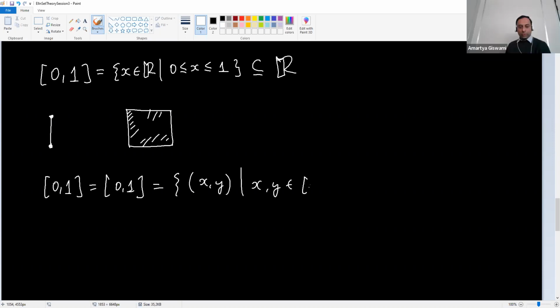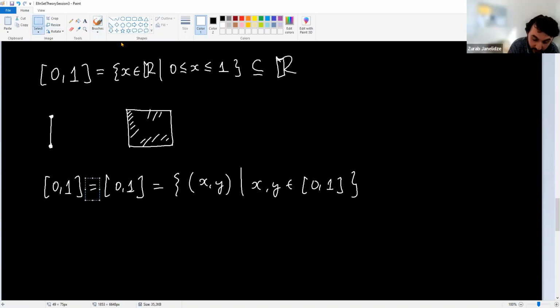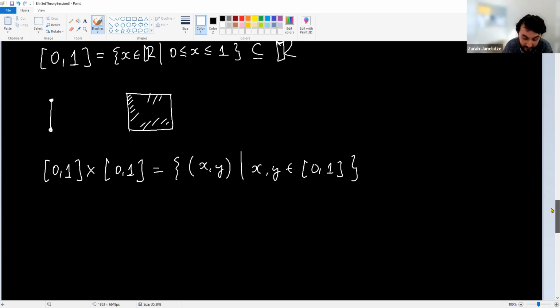You mean the cross, the Cartesian product? Yes. Sorry, I made a mistake there. So this will be such a set of ordered pairs. And of course, by thinking of every ordered pair as a point on the Cartesian plane, those points whose coordinates are limited by 0 and 1 will exactly give me a square piece like this.